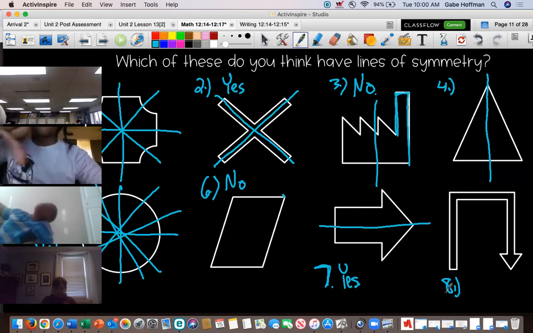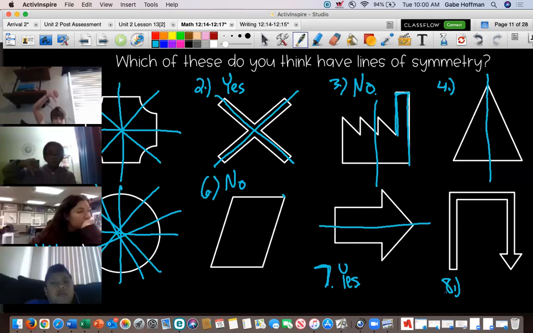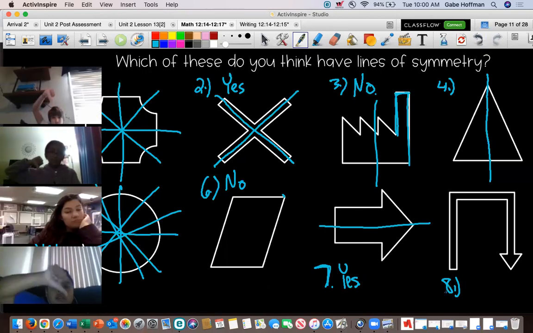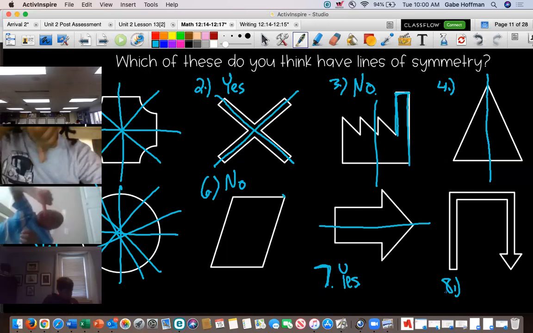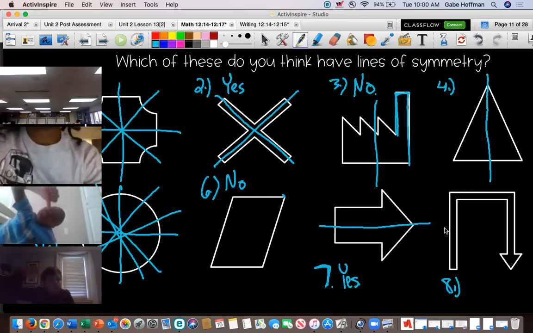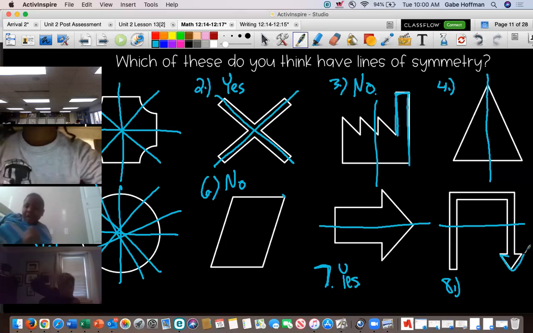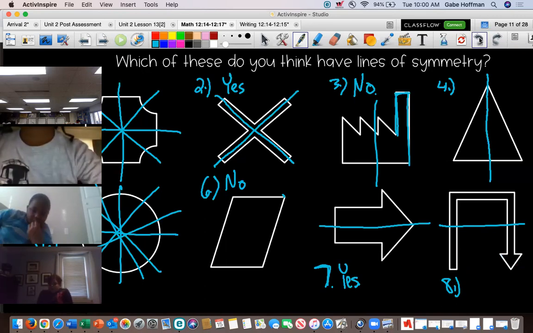And it's not symmetrical. Number 8, actually it probably is. Number 8, thumbs up or thumbs down? Good, thumbs down. If I split it this way, you got the arrow over here. There's no arrow over here, right? And if I go this way, not the same, right? So number 8 is no.